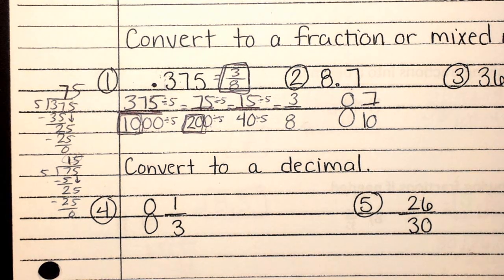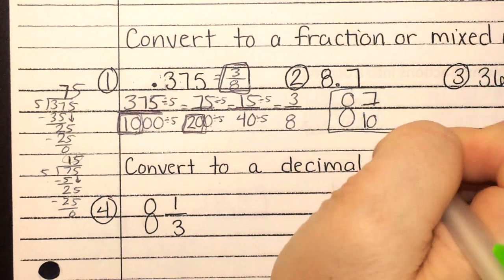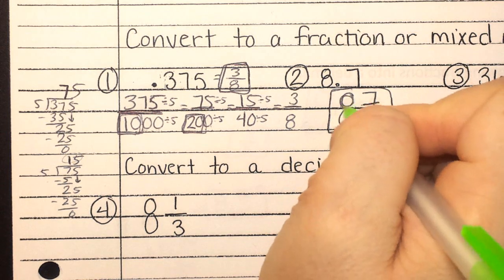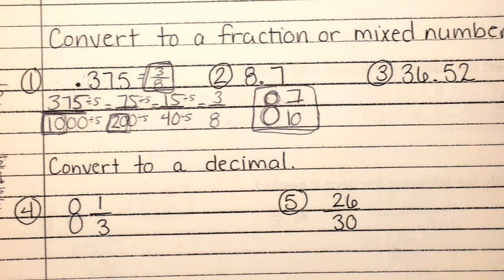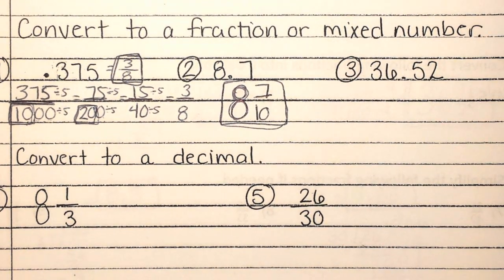Is this a good way to leave this answer? Can I simplify it any? No, that's it. That's it. 8 and 7/10. All right? Even though my 8 looks a little funky. Kind of got disconnected there. There you go. 8 and 7/10. All right? Number 3.